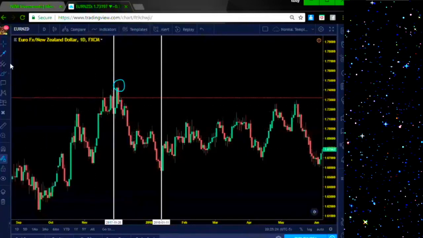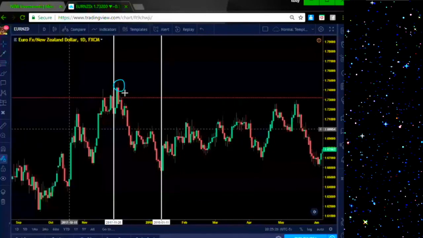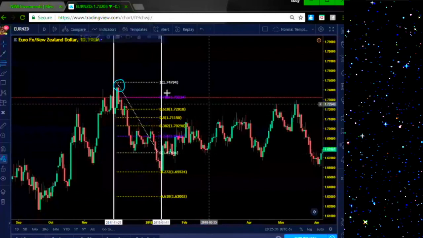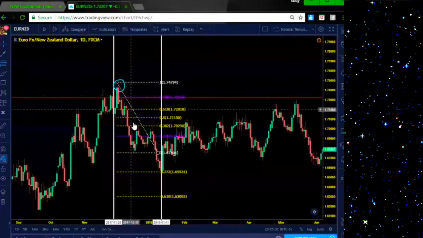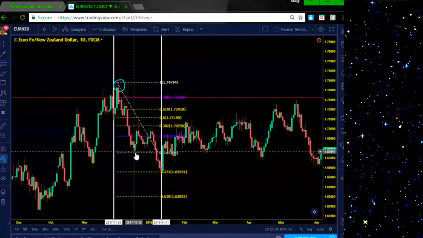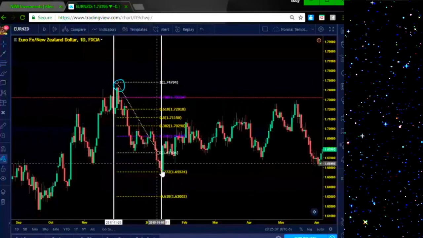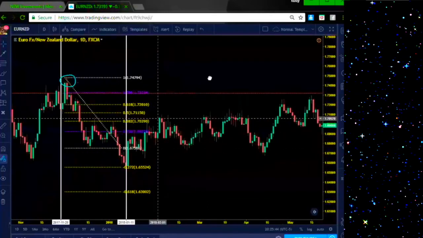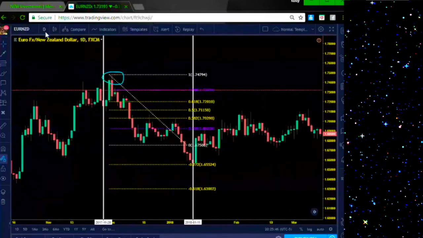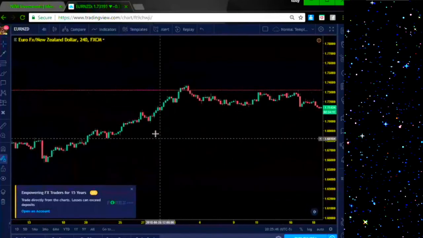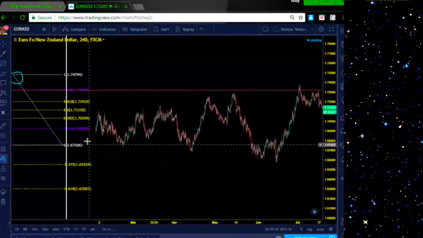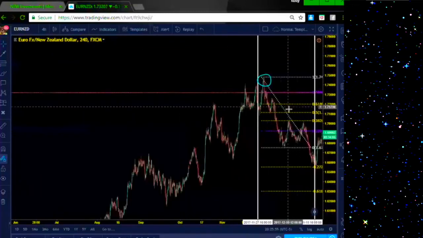Let's take out our Fibonacci tool. Pull it down. Okay, so we started up here. That's where we start our Fibonacci. We bring it down to the low that we're looking at, and we're looking for a retracement sell, right? That's the idea. All right. So just to be clear, let me go to the 4 hour and make this more clear for everyone.